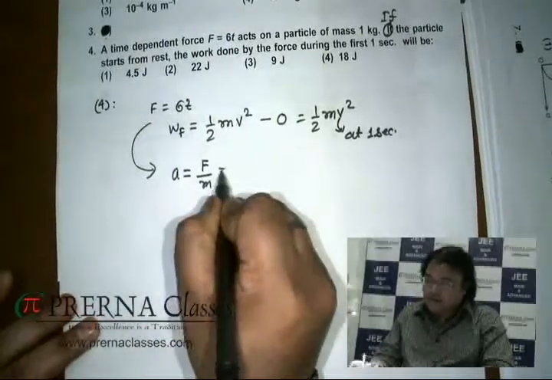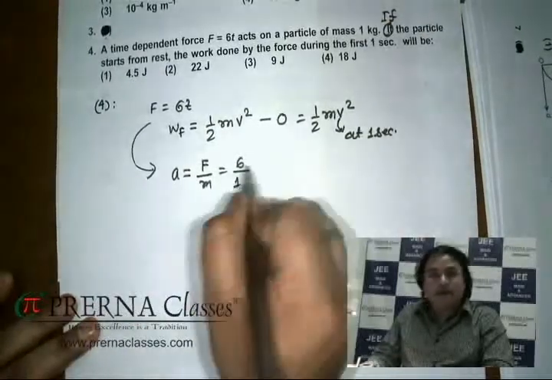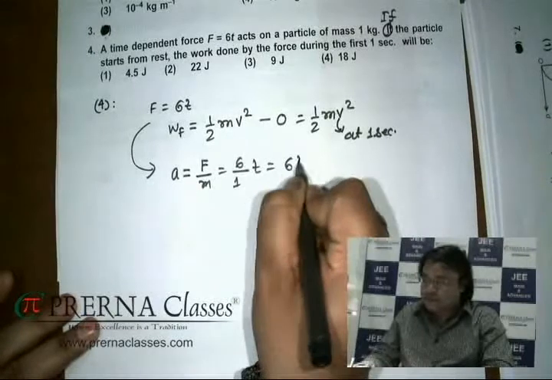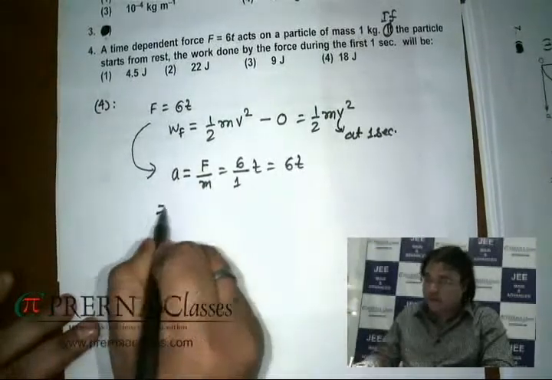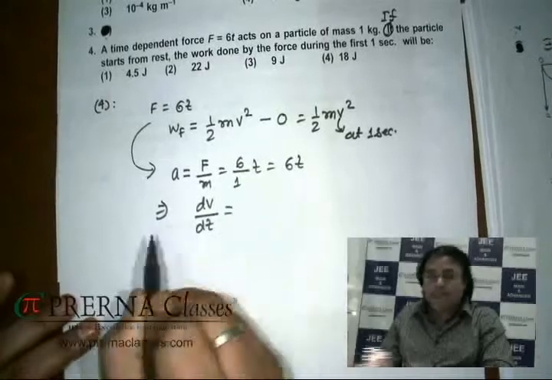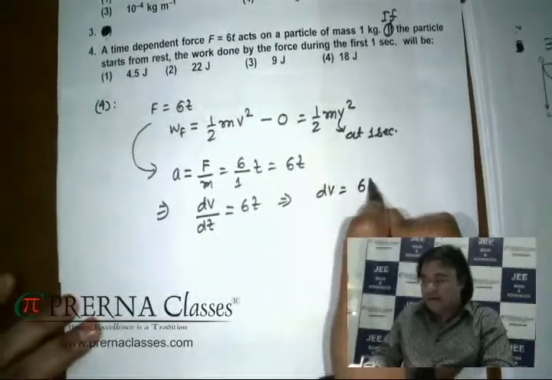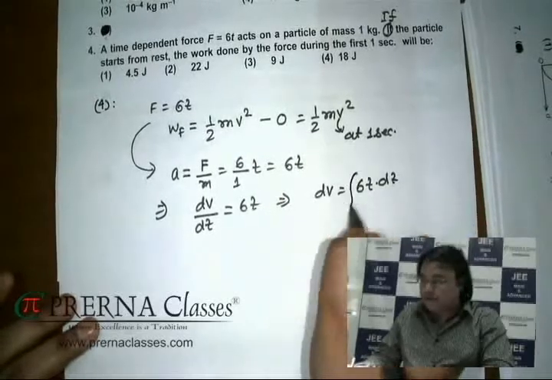Now force is given, what would be the expression of acceleration? Again it will be force by mass. So it comes 6t by mass, here given is 1 kg, so 6t by 1. Okay, now if we rearrange it, a is dv by dt, so dv by dt equal to 6t.